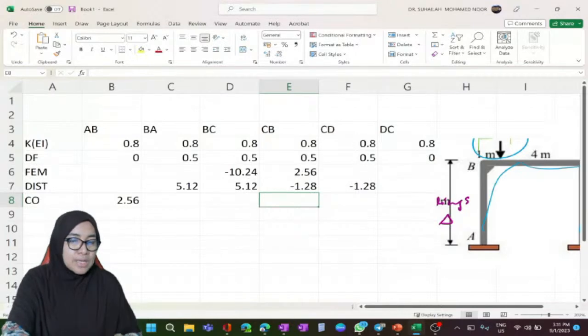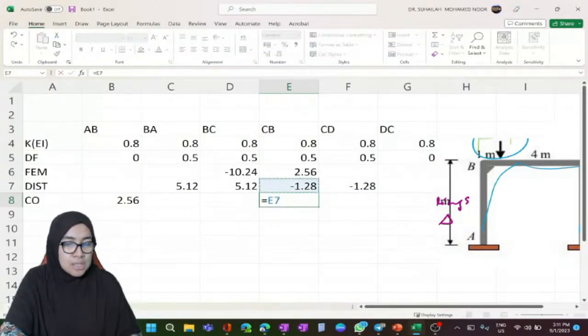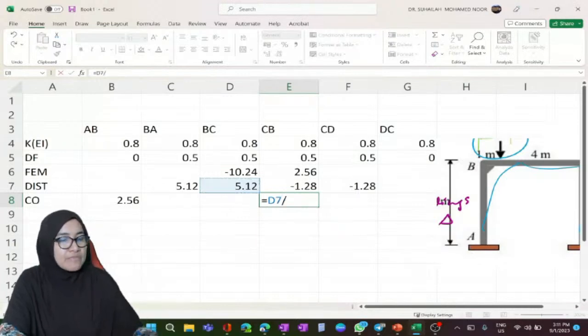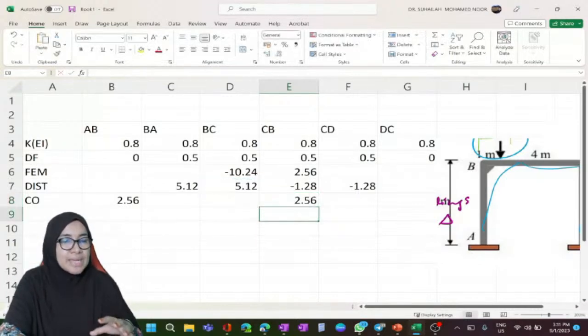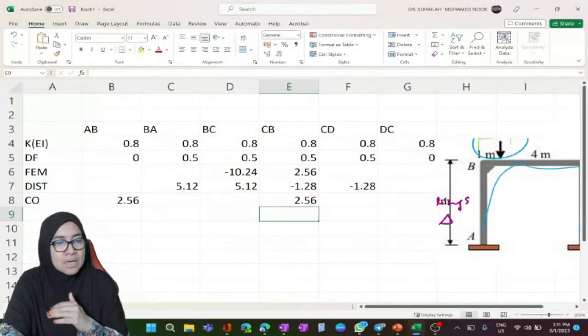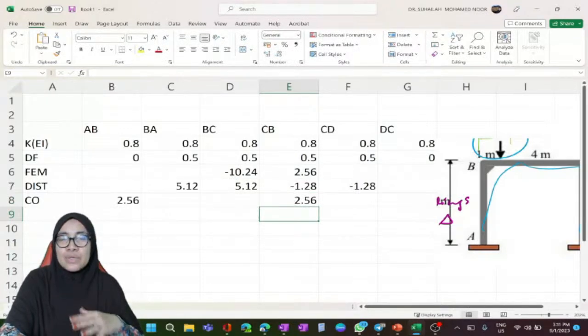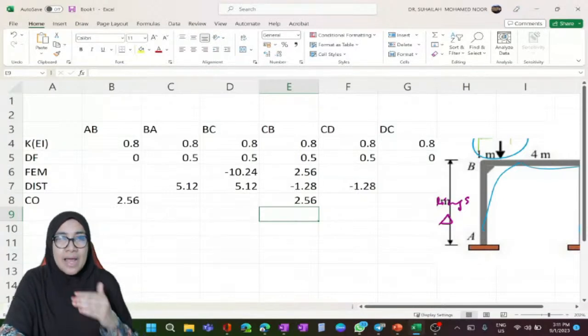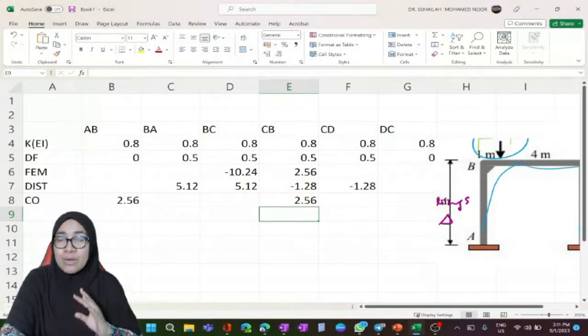Okay, so it is not negative. It is equal to 5.12. We divide by 2, so what we get is 2.56. At carryover, we don't have to change the moment sign. The moment sign we change at distribution, not at carryover.